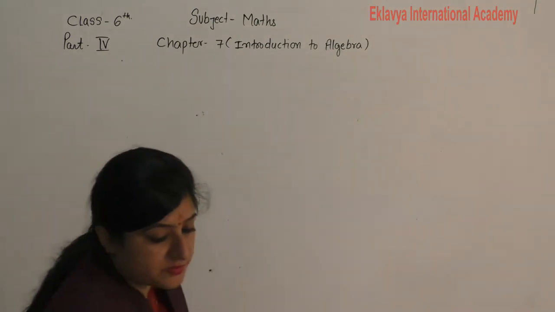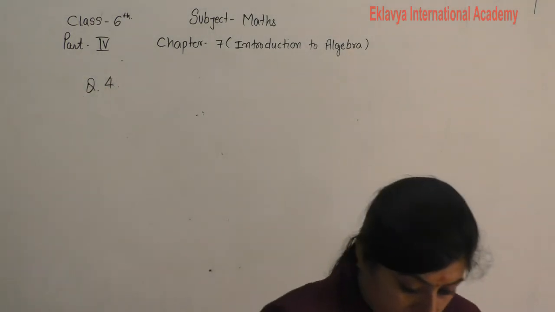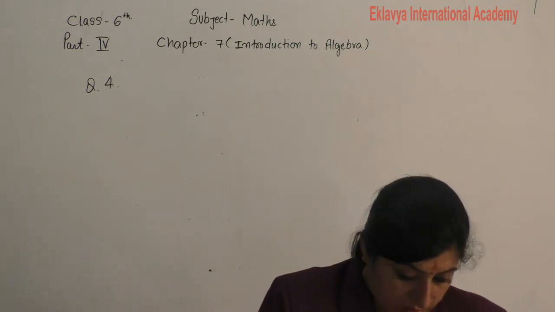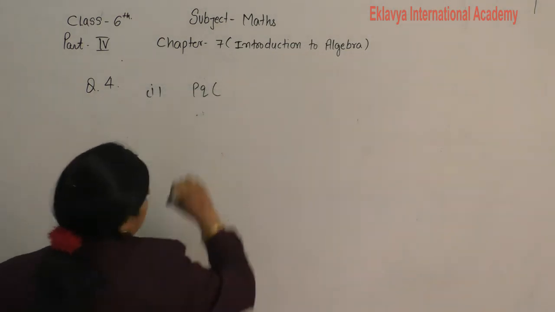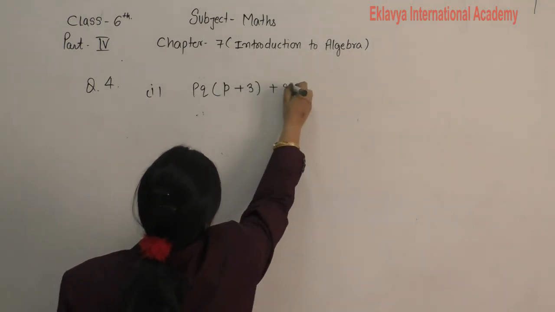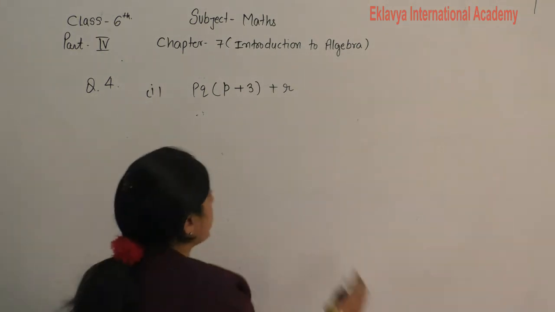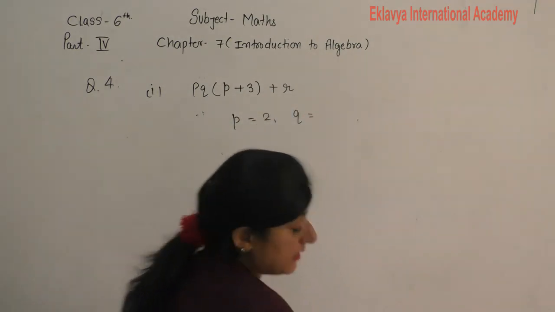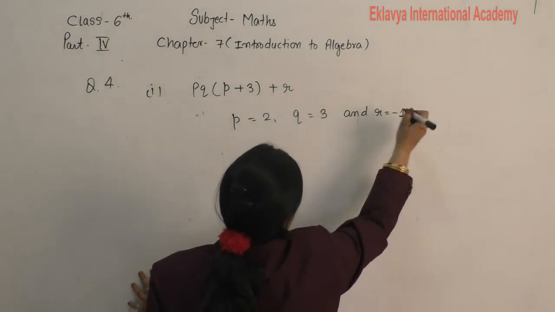Question number 4. One question of question number 4 we solve. PQ multiply by (P plus 3) plus R, for P is equal to 2, Q is equal to 3 and R is equal to minus 1.